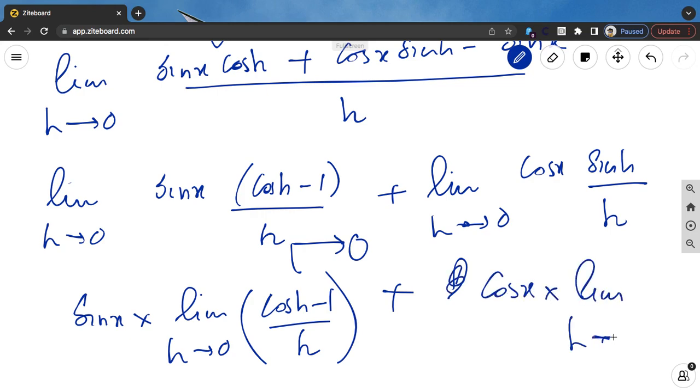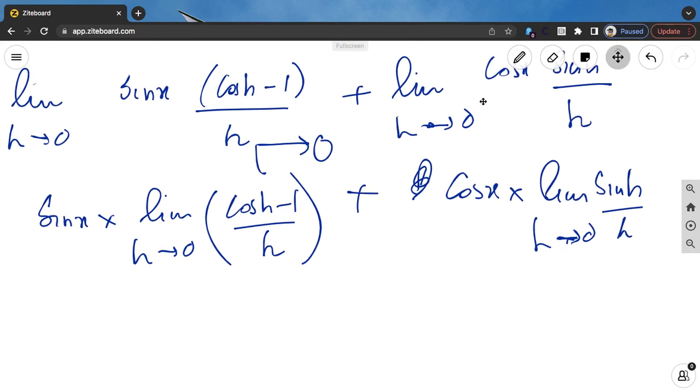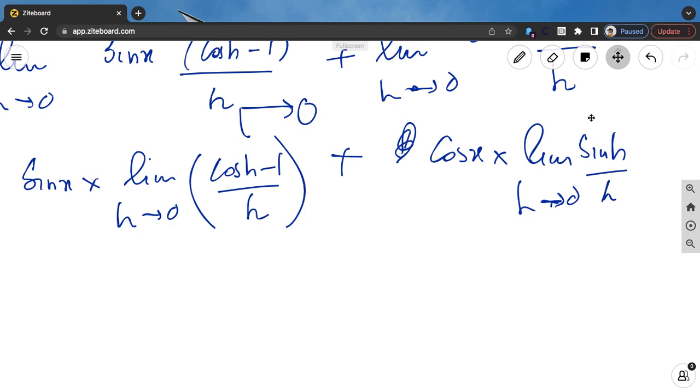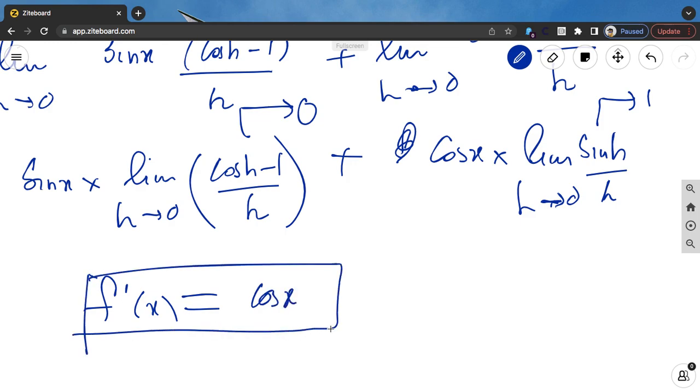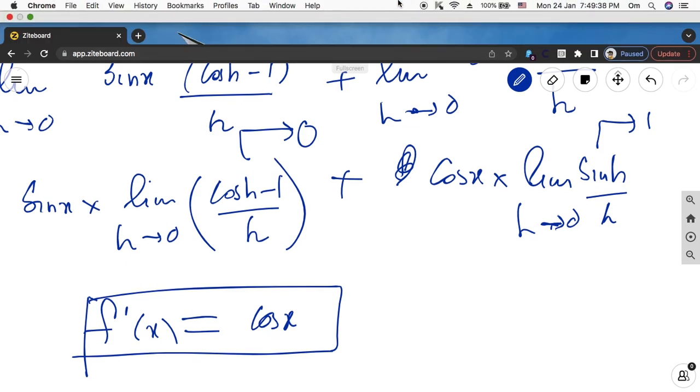And the next term, cos x into limit as h tends to 0, sin h upon h. You know, in the limiting condition that h is 0, sin h upon h is 1. So the first term becomes 0, the second term becomes 1. So my derivative becomes cos x. So what I saw visually is indeed true using first principles also. So this is where we stop. Tomorrow we are going to practice more on first principle.